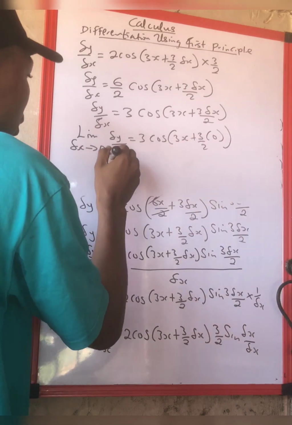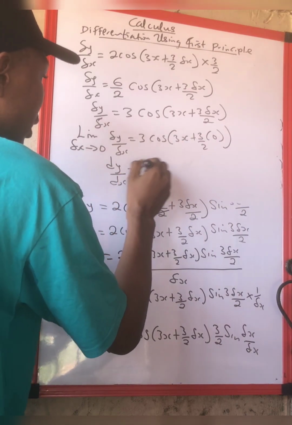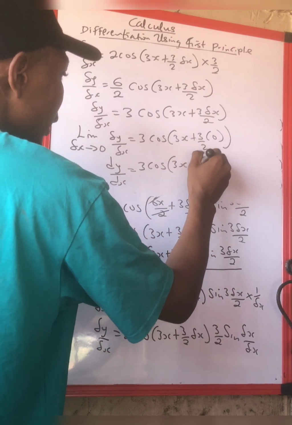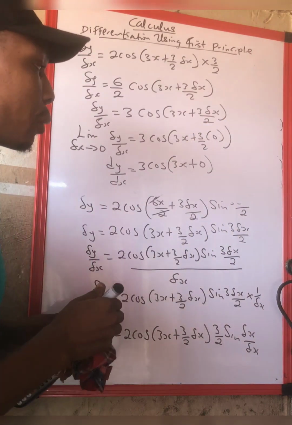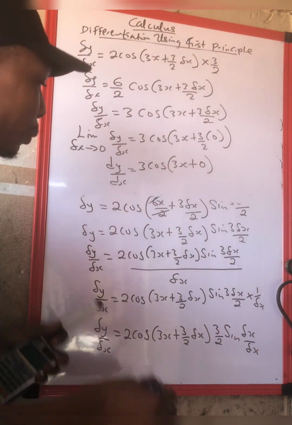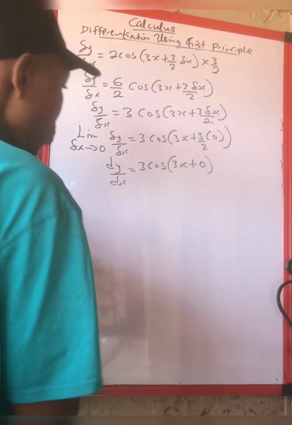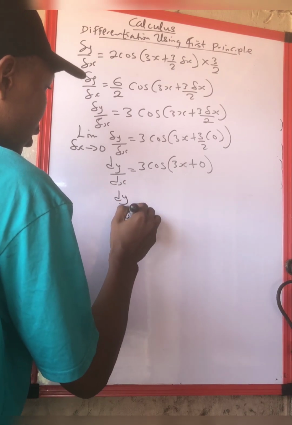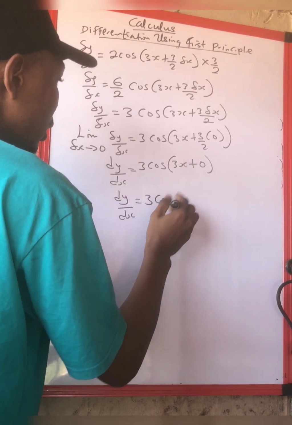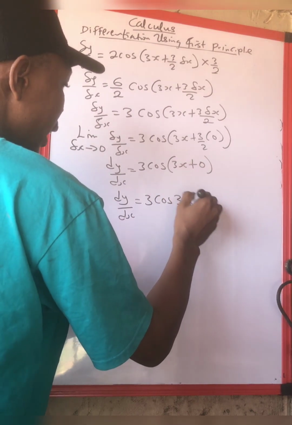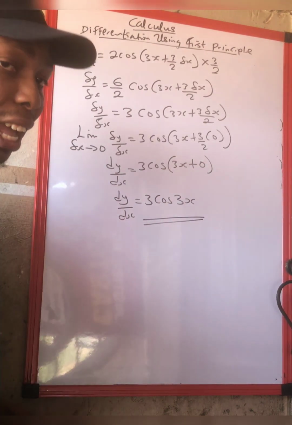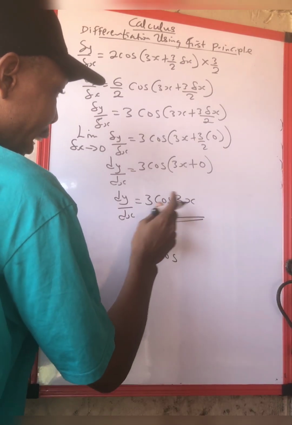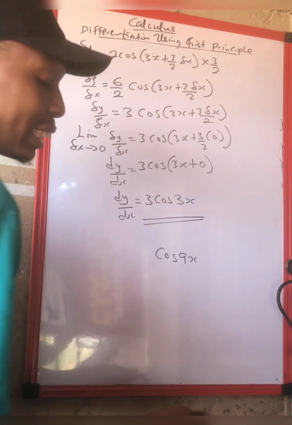Then this gives us dy/dx equals 3 cos(3x plus 0), because 3 times 0 is 0, and 0 divided by 2 is 0. So from there it becomes dy/dx equals 3 cos(3x plus 0), which is written as 3 cos 3x. So that is the final answer. In some cases they will write it as cos 3 times 3, which is 9x. It's still the same thing.